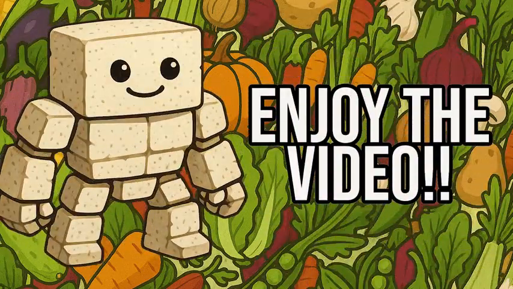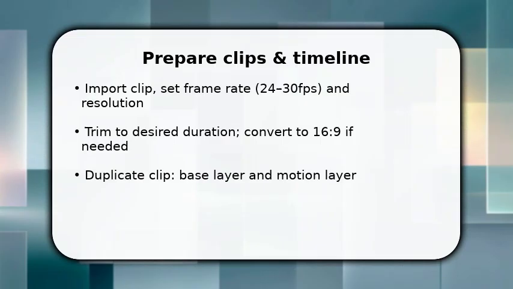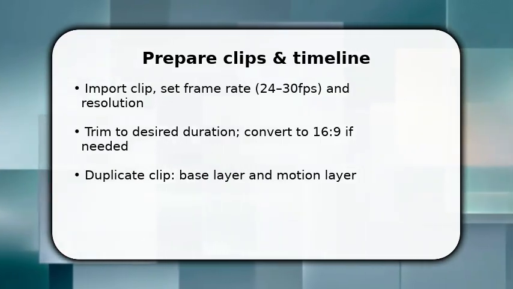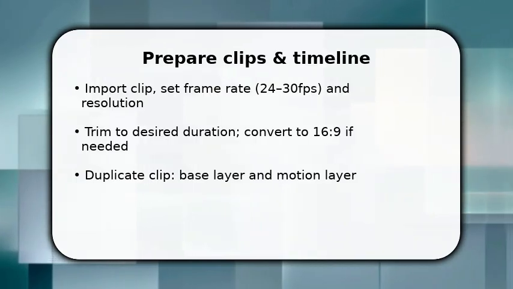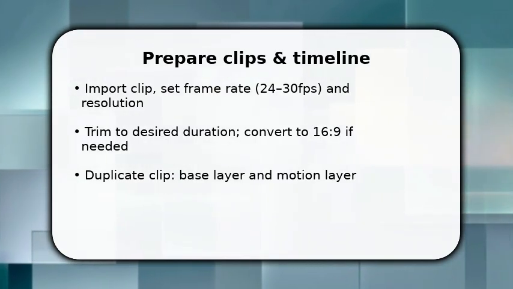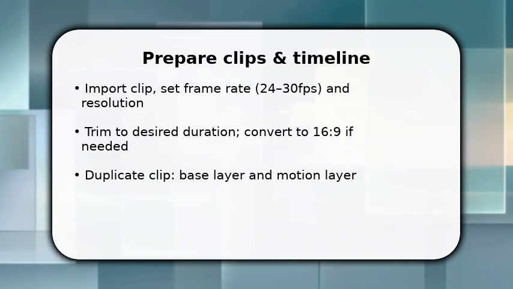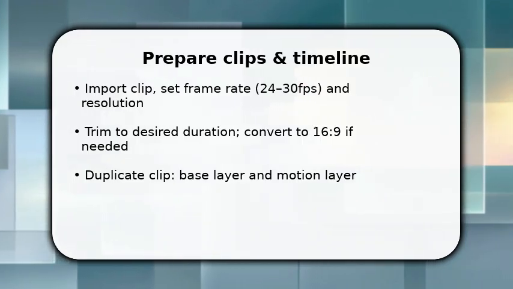Please enjoy the video. You start by getting your asset ready and organizing the timeline. Import the clip, set 24-30 FPS, and trim to the segment you want to sway. Once done, duplicate the clip into 2 stacked layers, a base and a motion layer. Make sure the motion layer is exactly aligned with the base.